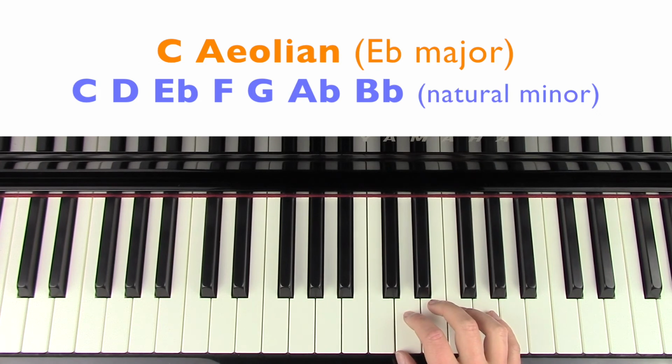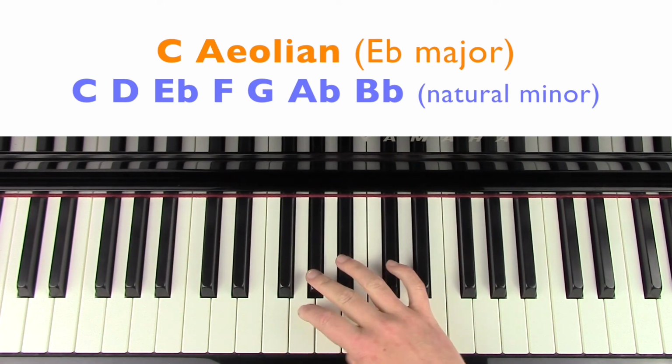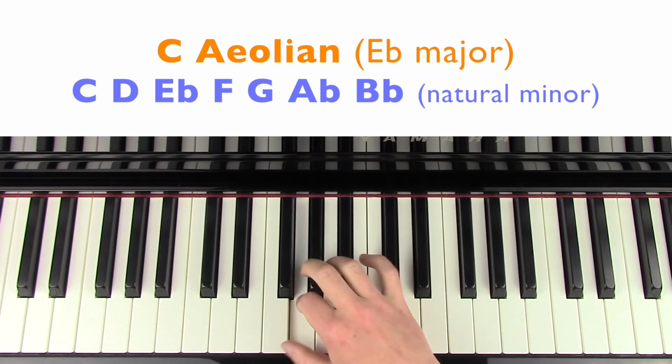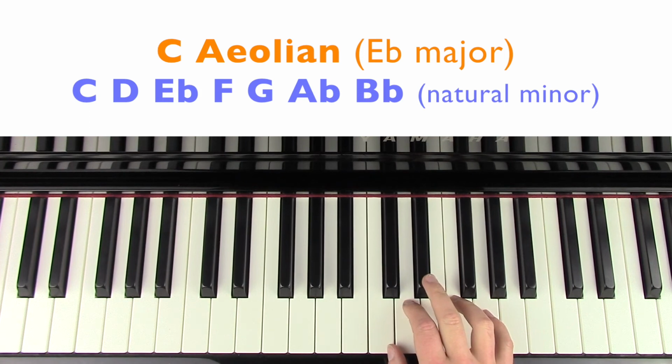And then we have Aeolian. So remember, Aeolian gives us the natural minor. So the relative major scale to C minor is E flat major, which is. So now we're going to play effectively the C natural minor scale. So this is C Aeolian.